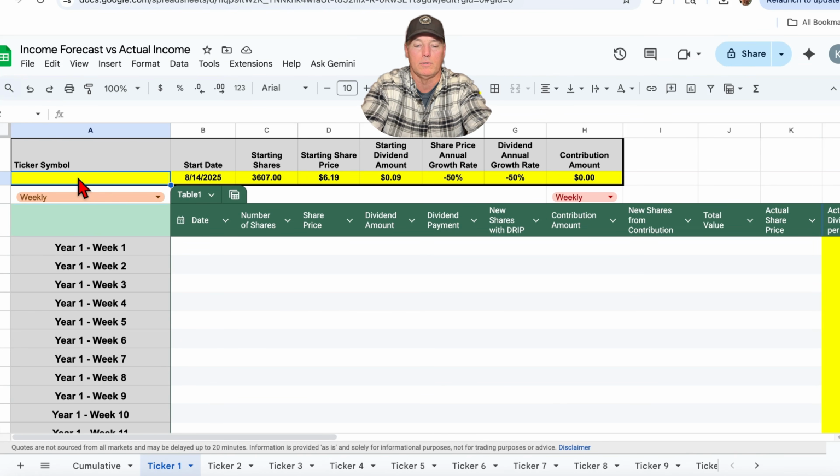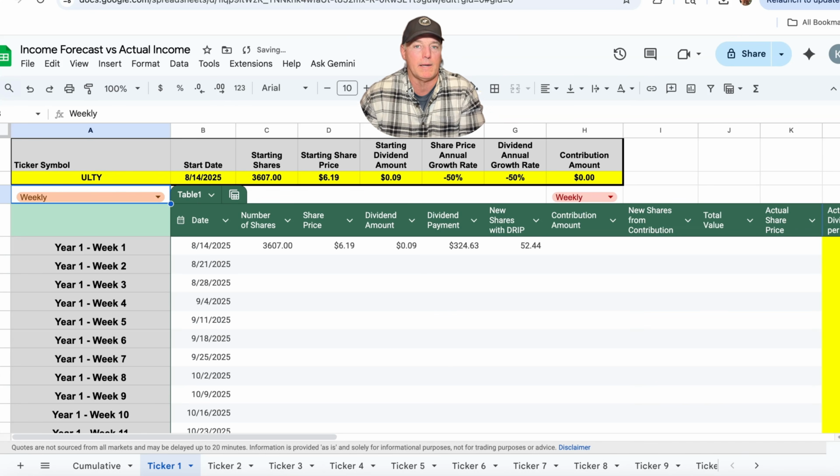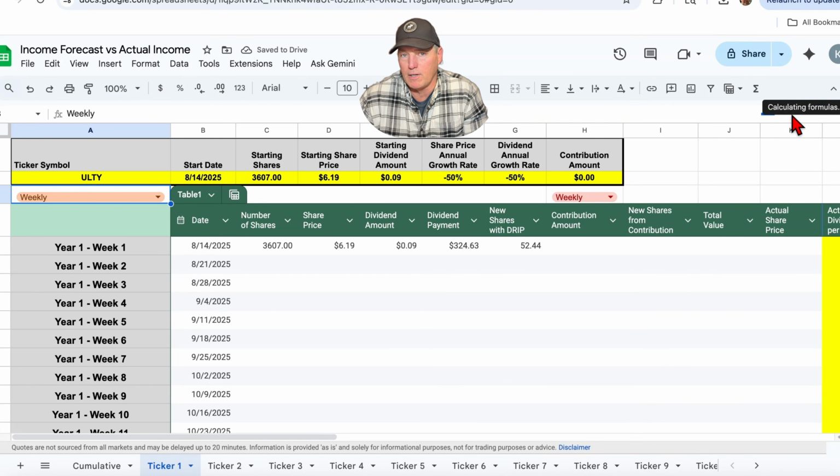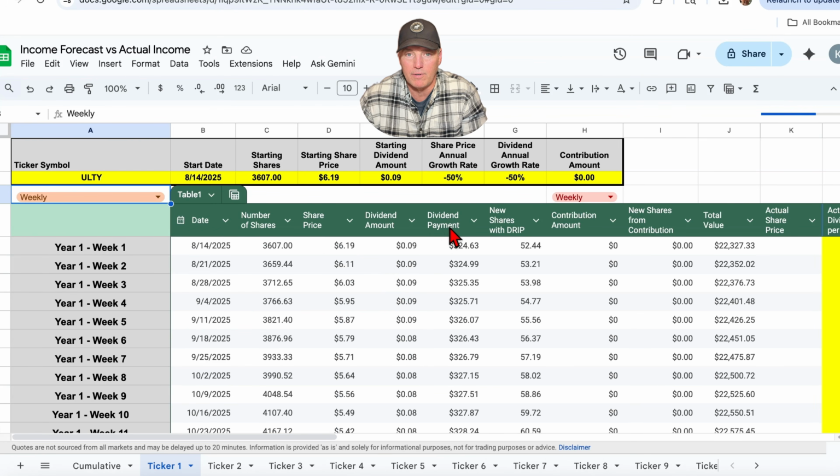But we do want ULTY in here, so we'll put that back. And again, you can see it's working right here. It's calculating all these formulas. It'll take a moment. It's predicting based on this information. It's predicting all of your forecast of the number of shares you'll have, the share price, the dividend amount, the dividend payment, the new shares you're able to buy.